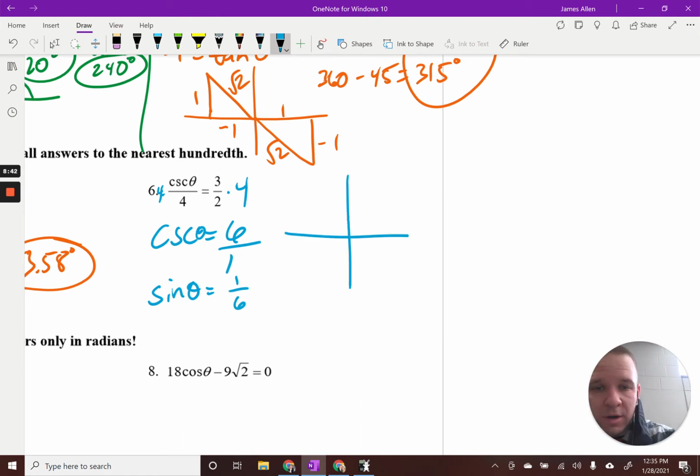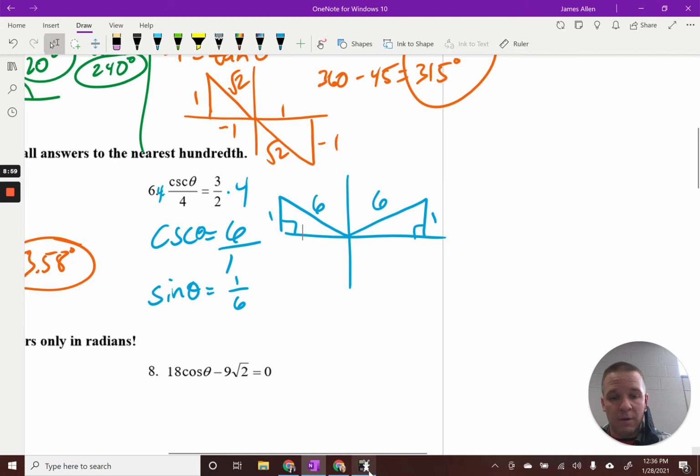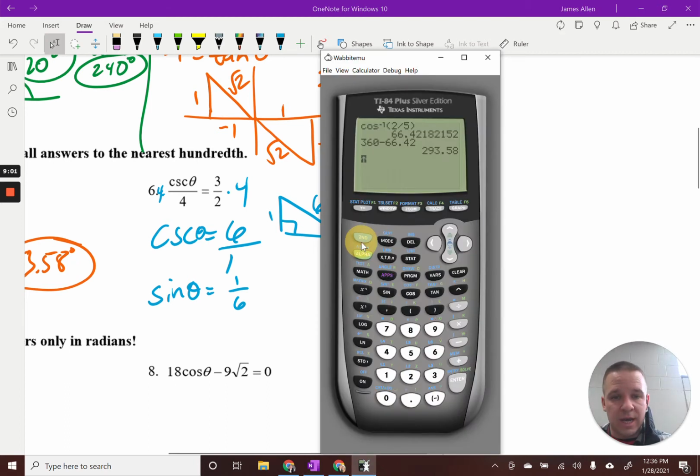So if I throw this on the xy coordinate plane, I'd have 1 and 6, right? That's positive for sine. Where else is sine positive? Well, that would be in the second quadrant, 1 and 6. I don't care what the adjacent side is there. It's not really helpful for me in this particular problem. Let's pull up our calculator and plug it in. So I get sine inverse of 1/6.